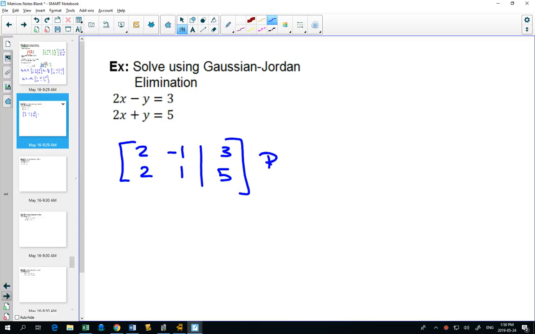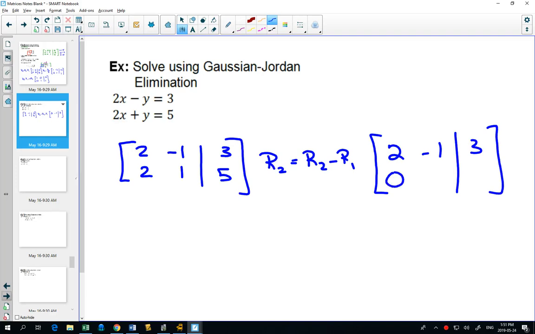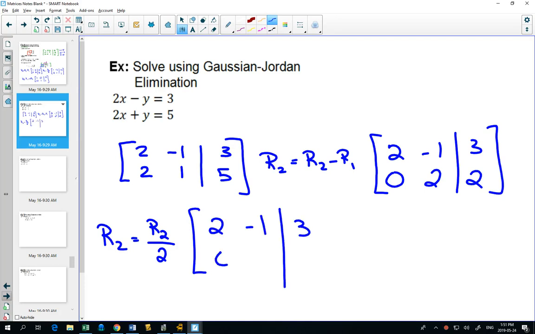So I'm going to take row 2 and make it row 2 minus row 1. Row 1 stays the same. 2 minus 2, 0. 1 minus a negative 1, 2. 5 minus 3, 2. Then I take row 2 and divide it by 2. Row 1 stays the same. And now I've got a 1 in the bottom.